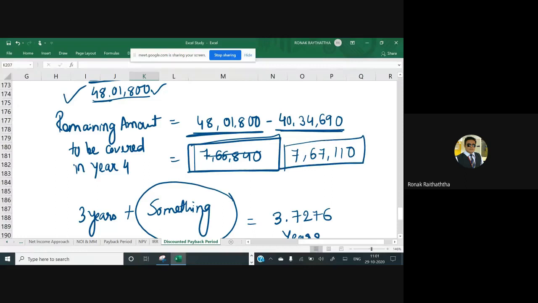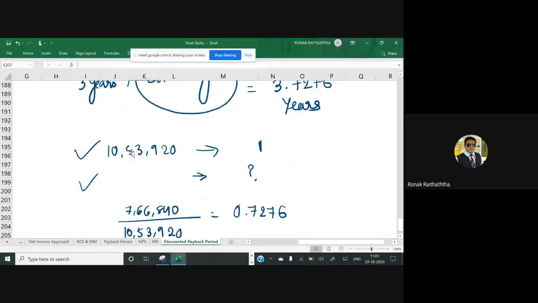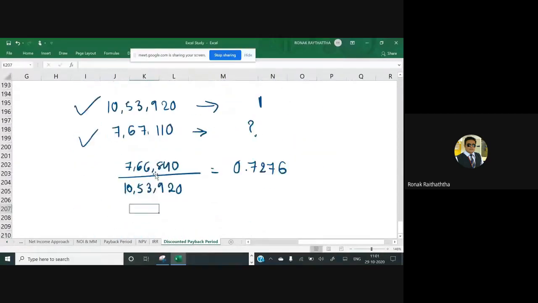Okay fine, no worries. So here I change it. 767,110, and in the numerator as well it would be changed a bit. 767,110. I think this answer shouldn't be changed much. It would be 0.7277 if I'm not wrong. 79. 79. Fine, 0.7279.